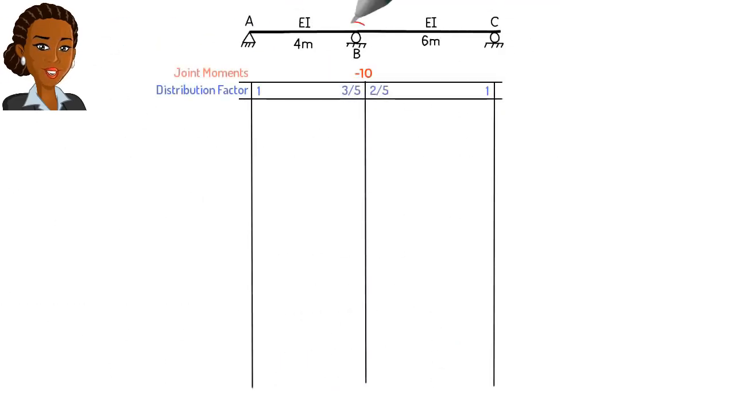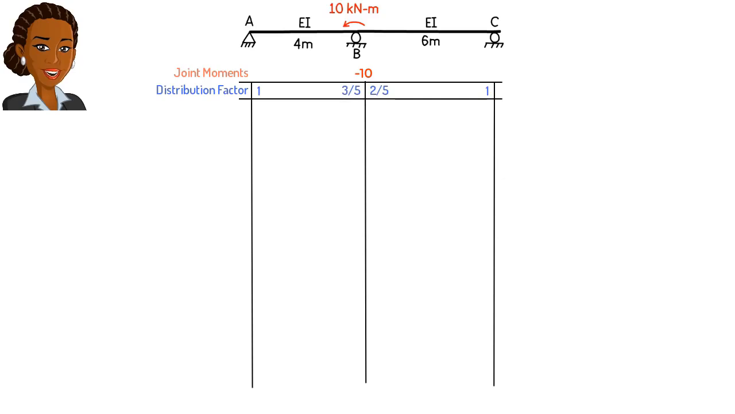We start by drawing our moment distribution table like this. We write the distribution factors in the first row of the table. Since there is only one member connected to the pin support at A, the distribution factor at the joint equals 1. This means any bending moment that appears at A is going to be distributed entirely to the left end of member AB. This is also true for joint C. Any bending moment that appears at C goes to the right end of member BC.